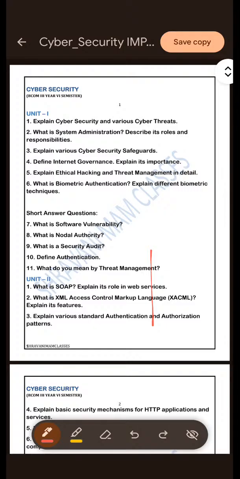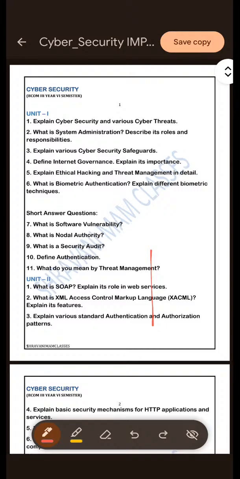And coming to the fifth question, explain ethical hacking and threat management in detail. Here you have to explain ethical hacking. What is ethical hacking? First of all, it is a legal process of testing systems to find out vulnerabilities, any problems. What is threat management? It involves identifying, analyzing and reducing cyber threats. So this is your fifth question.